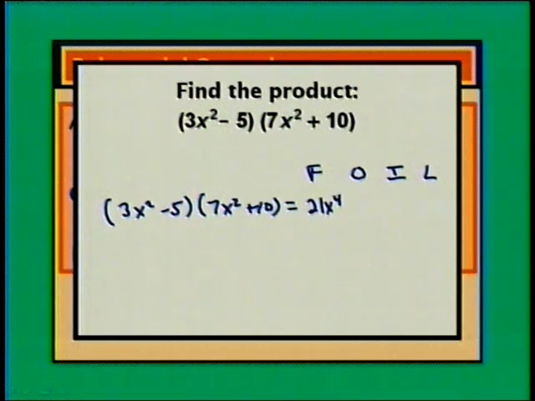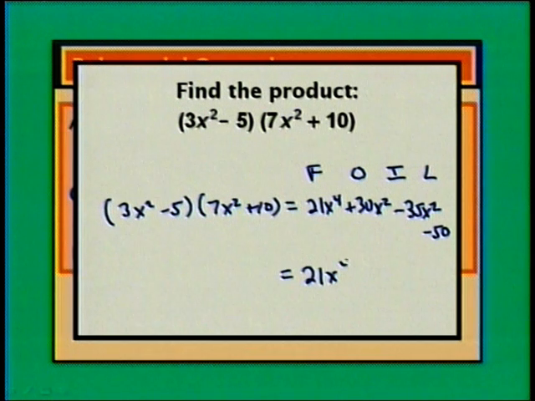The product of the outside terms, 3x squared times 10, that's plus 30x squared. The product of the inside terms, negative 5 times 7x squared, that's minus 35x squared. And the product of the last terms, negative 5 times 10, we finish up with minus 50. And I do need to combine my like terms. I have 21x to the fourth, 30x squared minus 35x squared is minus 5x squared, minus 50.